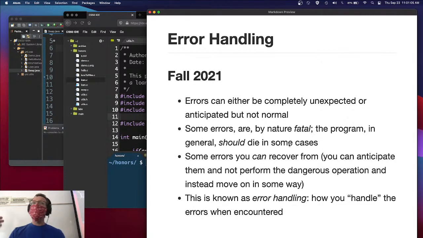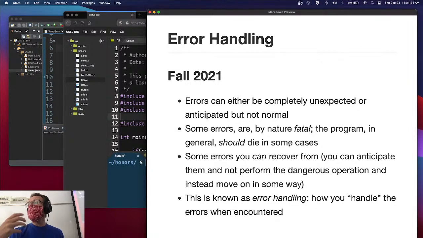Some errors are by nature fatal. Instead of opening a file, you could be connecting to a remote database, and you have no internet connection. Is there any way that you can write a program that fixes your internet connection? Probably not, right? Some errors you can recover from, probably not that one.